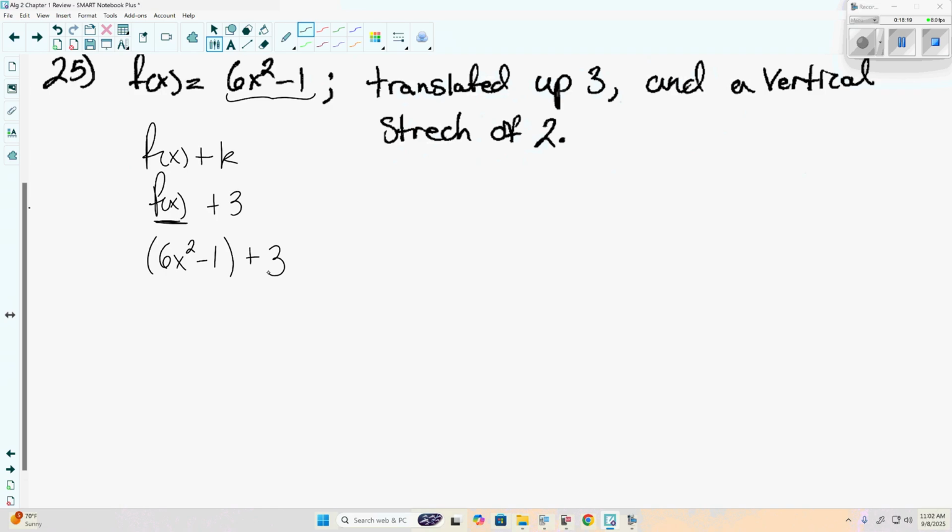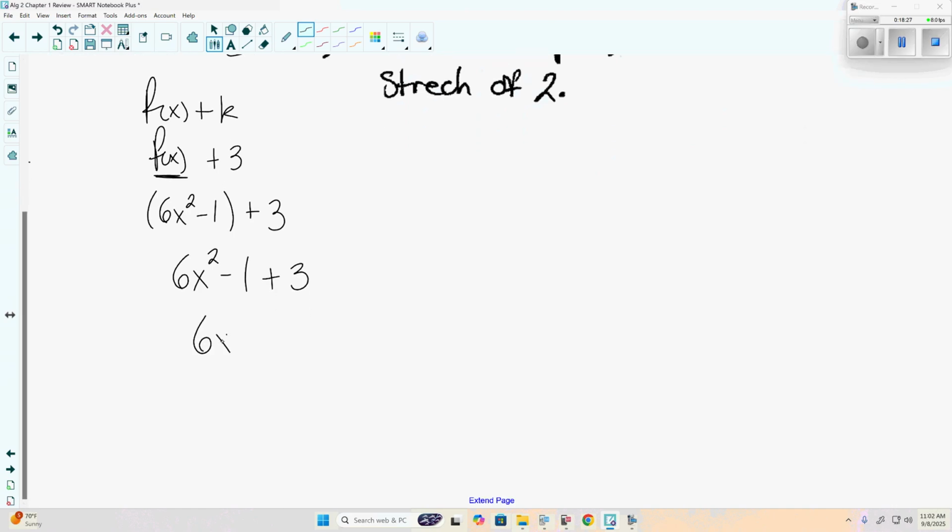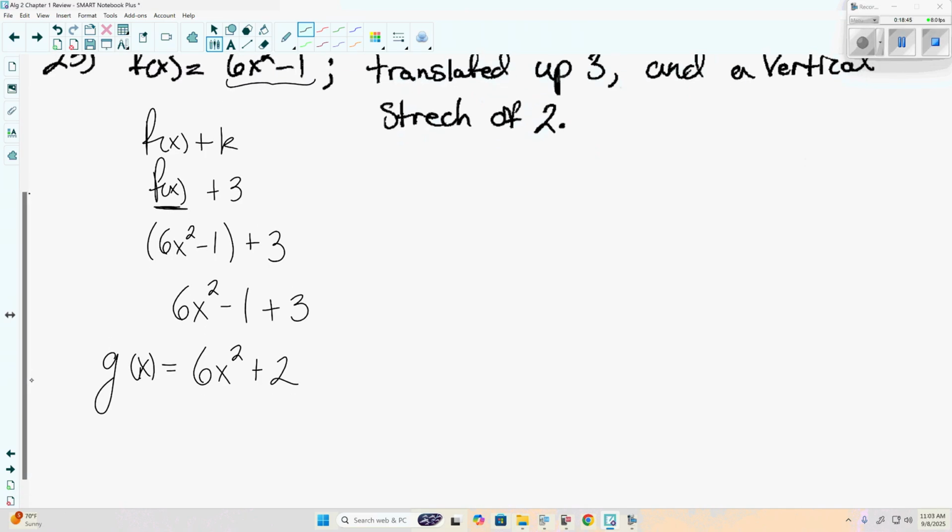Now at this point here, we don't need the parentheses. We have 6x squared minus 1 plus 3, which tells us our new equation after our translation up 3 is 6x squared plus 2. And for this point here, we can call this g of x. So we've only done one transformation. We did the translation up 3. We still need to apply a vertical stretch of 2.